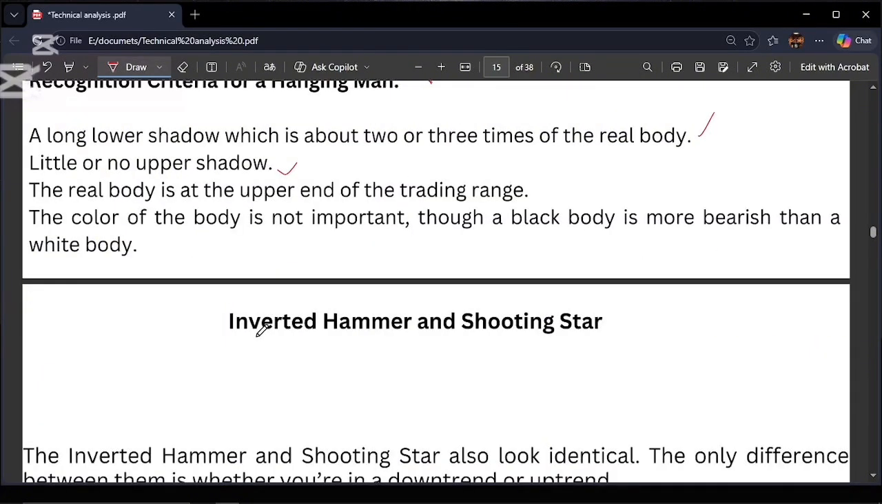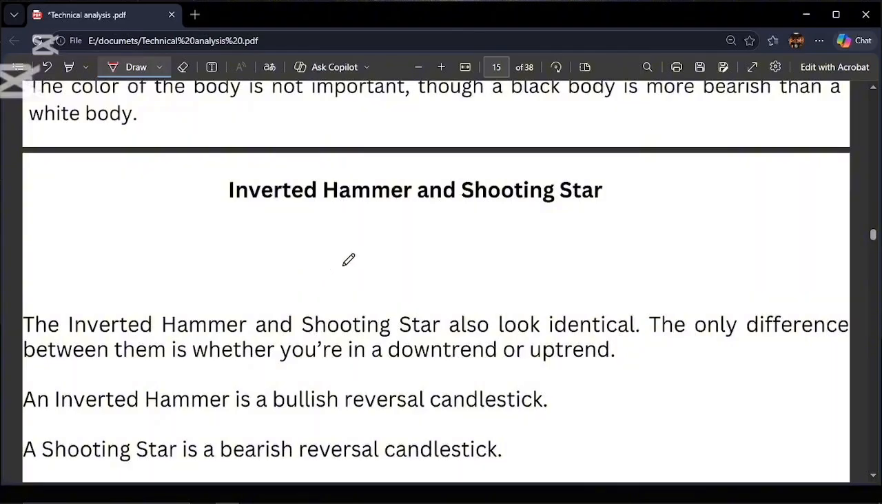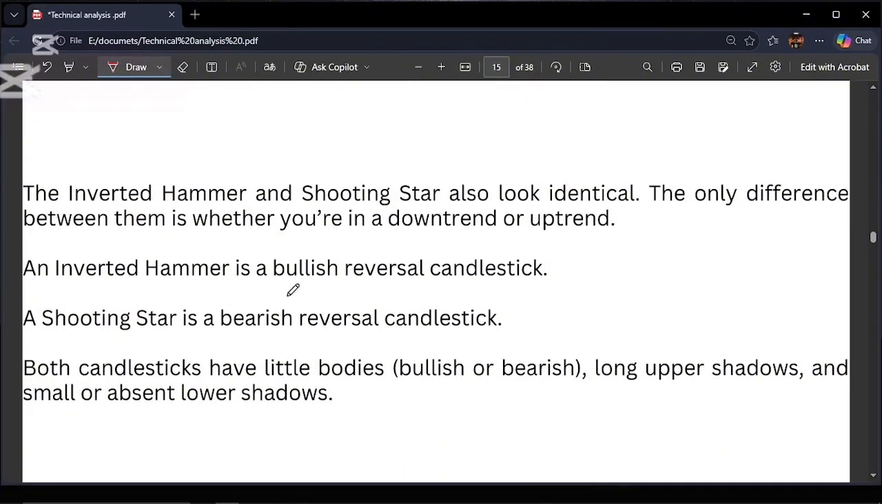Another single candlestick pattern you should know is the inverted hammer and the shooting star. The inverted hammer and the shooting star also look identical, like the hanging man and the hammer. The only difference between them is whether you are in an uptrend or a downtrend. An inverted hammer is a bullish reversal candlestick, and a shooting star is a bearish reversal candlestick.